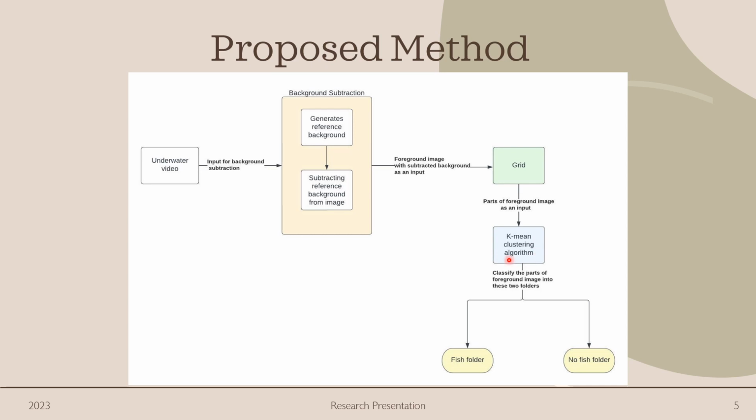And using the K-means algorithm, we can classify those segments into two folders. The fish folder will contain the segments which contain fish, and the no fish folder will contain the segments which do not contain fish. So this is the structure of our proposed method. In the next part, we will give you a live demonstration of this algorithm.